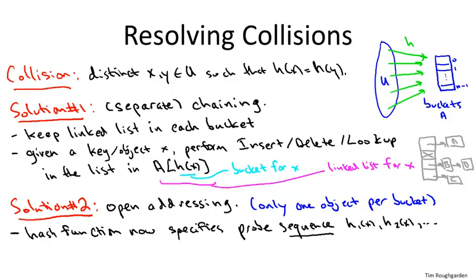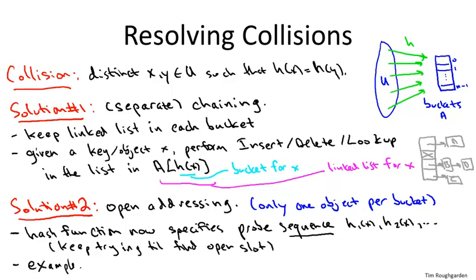So there's various strategies for trying to figure out the probe sequence. One strategy is, if you fail in, say, bucket number 17, which is where the hash function tells you to go first, you just try bucket number 18, then 19, then 20, then 21, and so on, until you find your first open slot. So that's called linear probing. And another approach is double hashing.